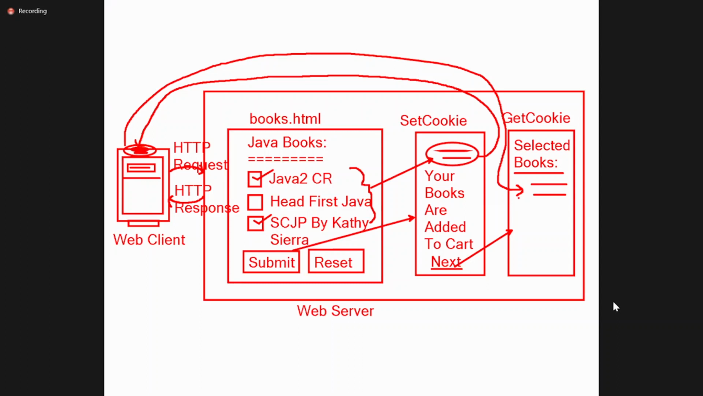J2EE also you have to learn. Web services required. Then, like a payment gateway, you can also attach. Here, what I'll do, I'll send the request to an HTML program. Here we'll select the books and click on the submit button. Whatever you selected is received by set cookie. These two books are stored in the client system, and whenever you click on the next hyperlink, these books are retrieved from the client system.